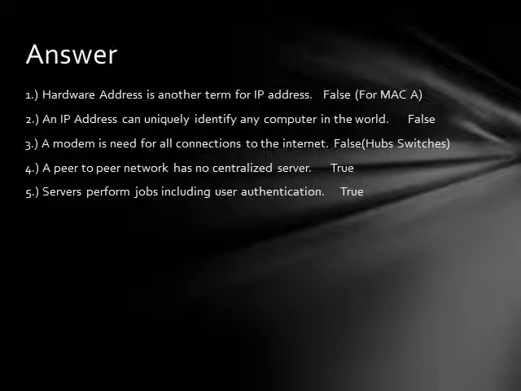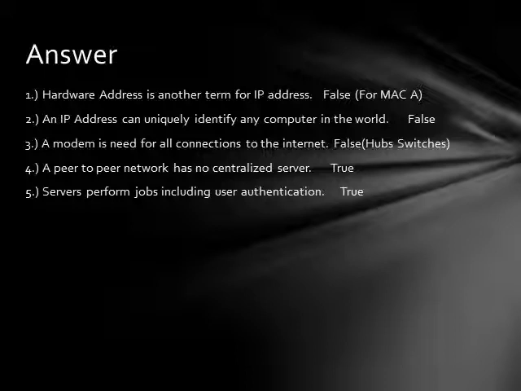The next was, an IP address can uniquely identify any computer in the world. That is also false. Reading through the section in the textbook on IP addresses, it says with millions and millions of computers in the world, there are not enough IP addresses to address them all. So there are things like private addresses and dynamic IP addresses that make more combinations available to more machines. Third was, a modem is needed for all connections to the internet. That is also false. The section was actually titled hubs, modems, and switches. All three can connect to the internet.